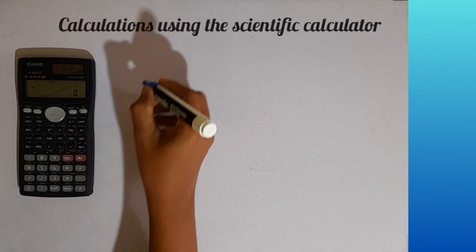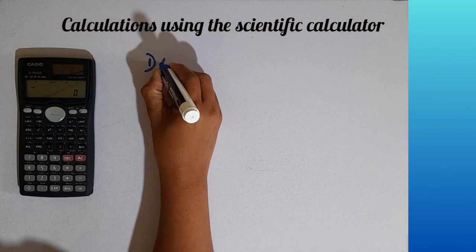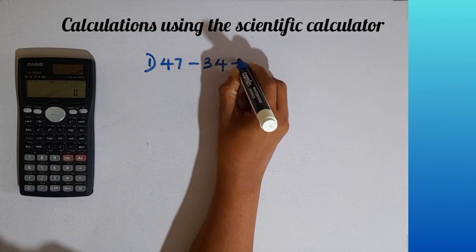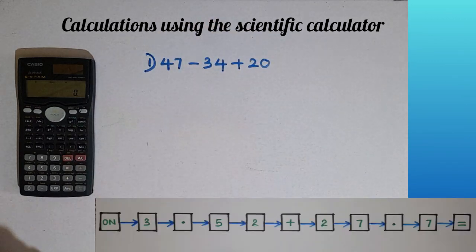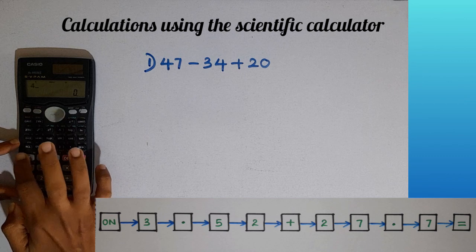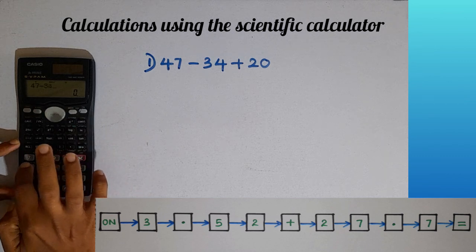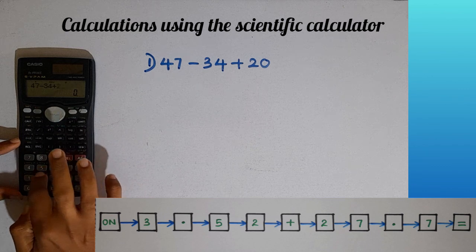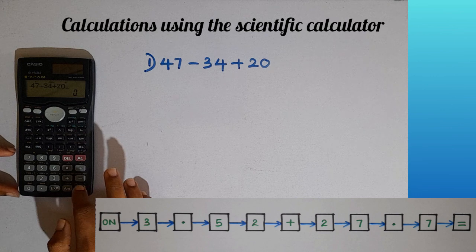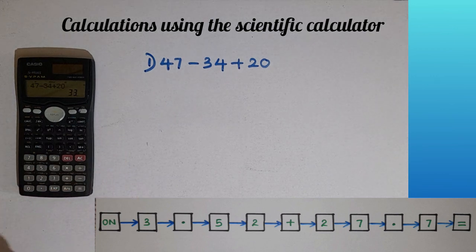First question, we are given 47 minus 34 plus 20. So this is the flow chart that we have to write when performing this on the scientific calculator. So we have to first press the on key, then 47 minus 34 plus 20. Then, to get the answer, we have to press the equal sign. Then the answer will be 33.